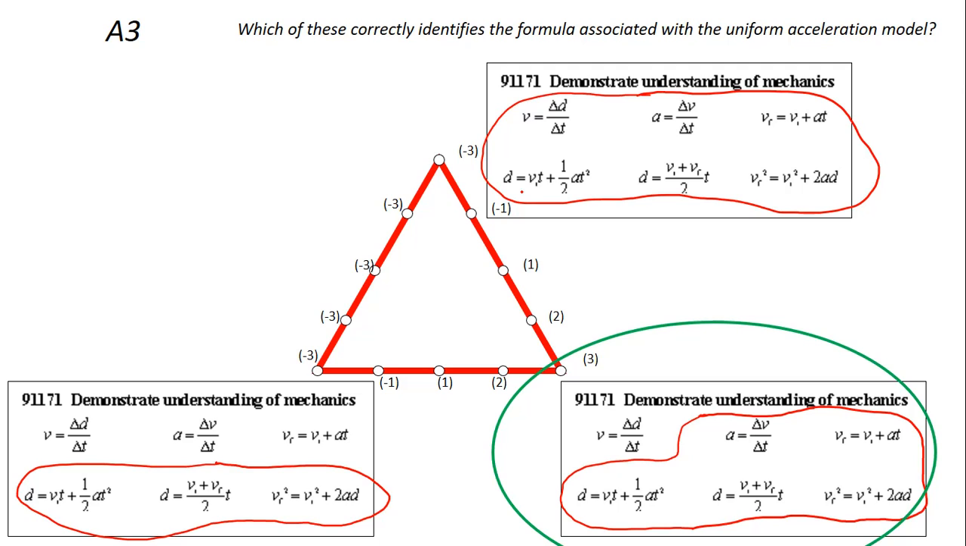Which identifies the formula with the uniform acceleration model? The key is this first one is constant speed, so that's why that's wrong. You can see these ones all have acceleration in them, right? And so it's these five and this last one here that are all useful for the uniform acceleration model. You can choose which one you're going to use depending on which variables they give you. So for example, if they don't give you t, then you'd use the last one. If they don't give you d, then you use this one.